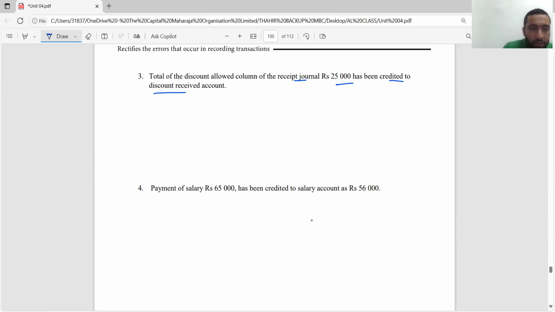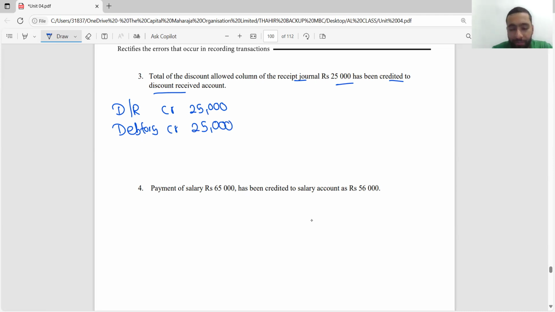Discount allowed. What is the double entry? What they have done is discount received is credit by 25,000. And debtors is also credit by 25,000. මේක තමයි මේගොල්ලෝ කරලා තියෙන්නේ. This is what they have done. Very simple one.